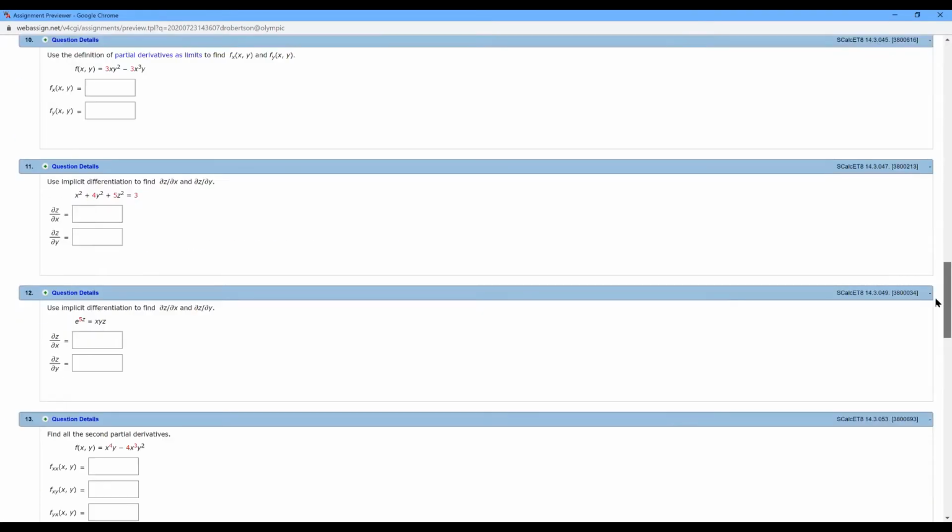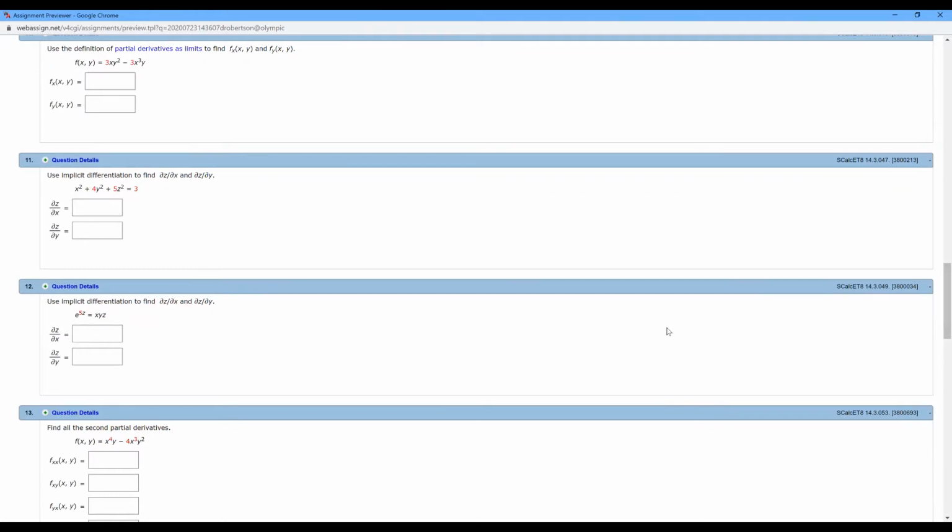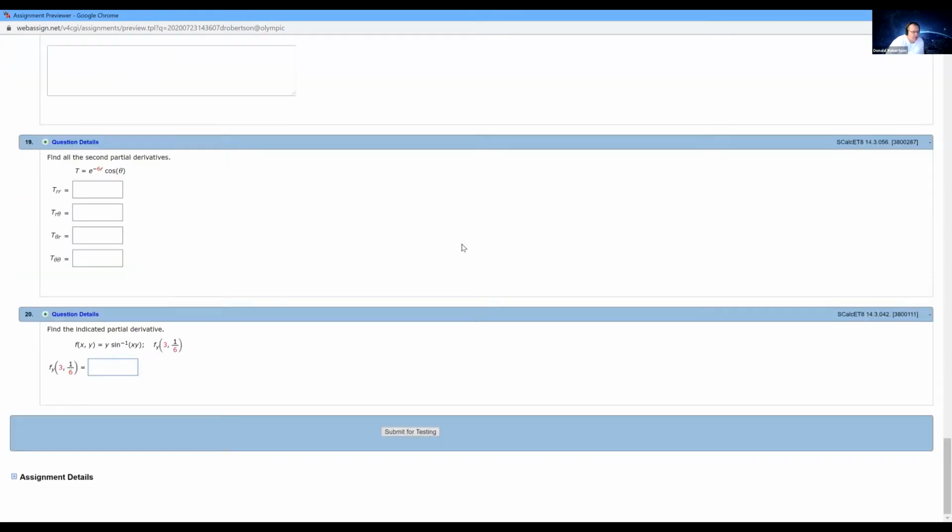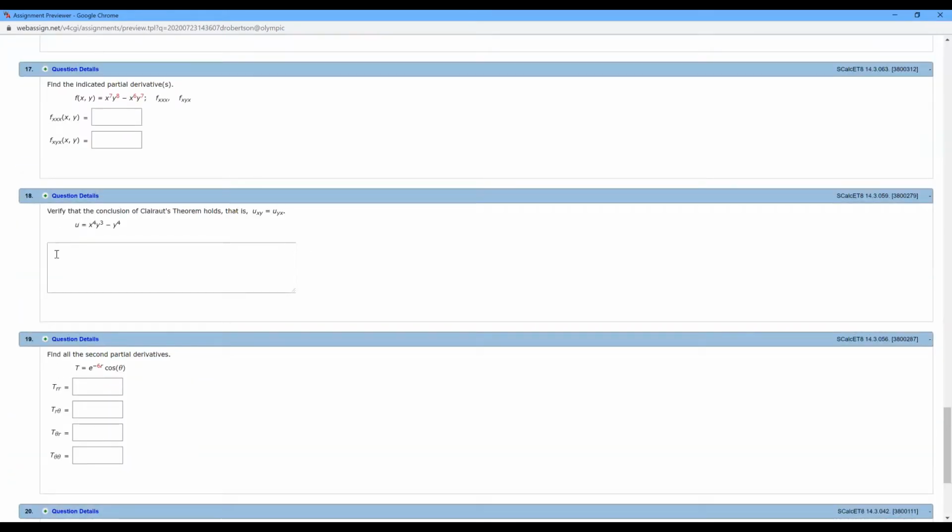For verifying Clairaut's theorem, do you just want us to type out an explanation? Well, I was just saying, I'll pretend this is the answer. I know it's not. I would write down u_xy equals 5x squared plus 5y squared. u_yx equals the exact same thing. I have now proved, or I've now shown that it holds. I haven't proved it, but I've shown in this example it works.